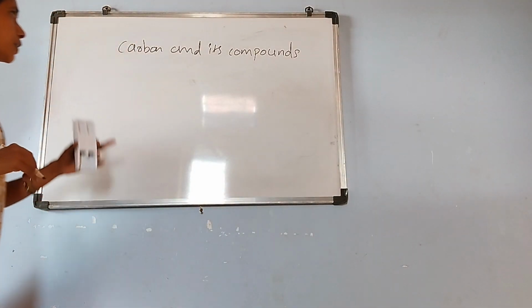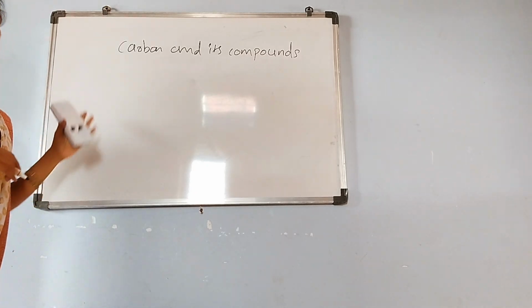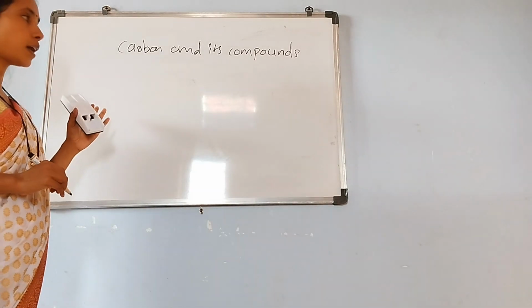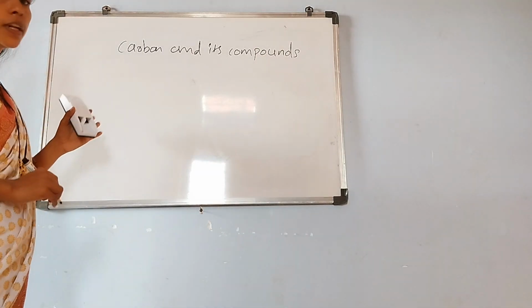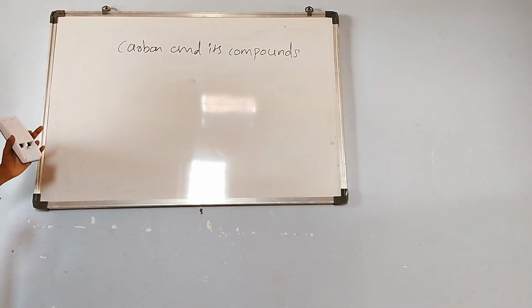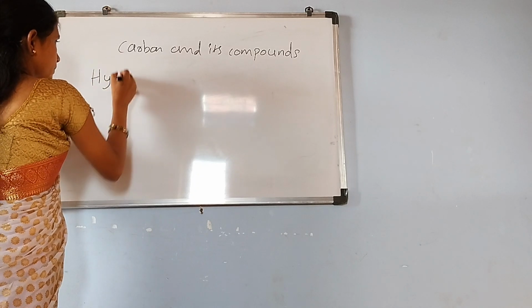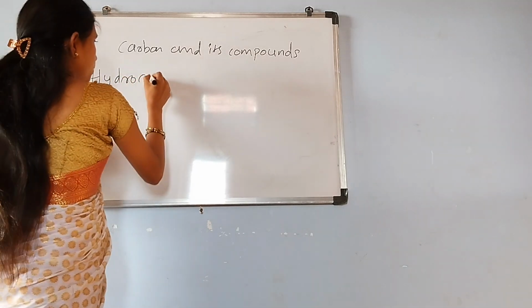Everyone. So yesterday we were doing carbon and its compounds. In that we discussed certain points, which are this: importance of carbon, bonding in carbon, then allotropes of carbon, and versatile nature of carbon. So today we are discussing hydrocarbons.